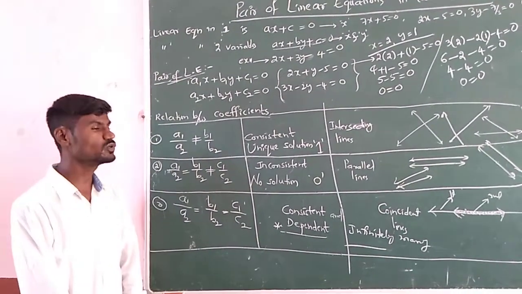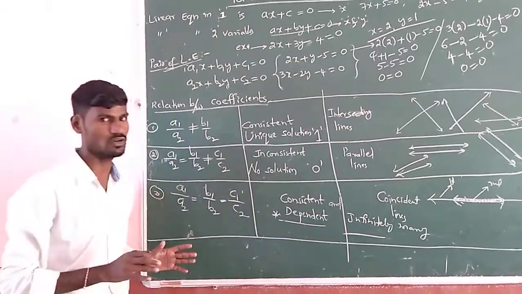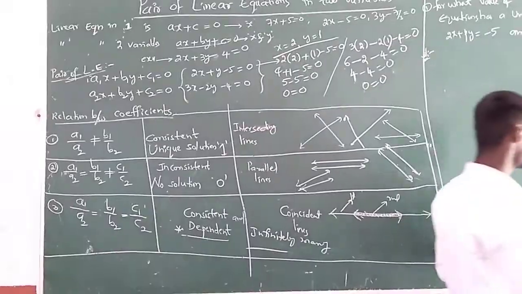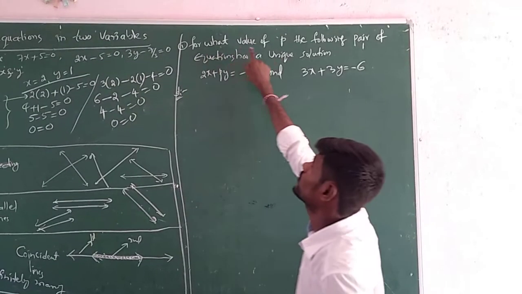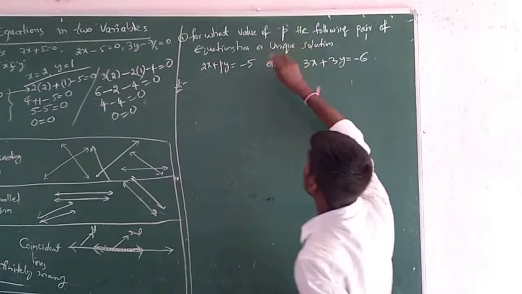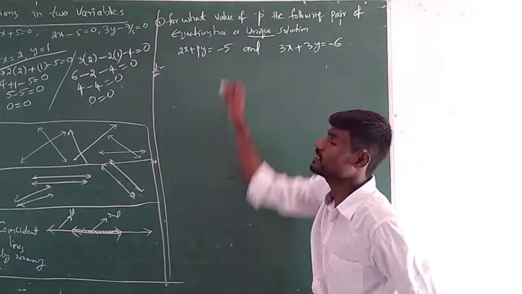Now let us do some problems. How the problem will be asked is based only on this table. Let us enter into that topic. Let us consider one problem here. For what value of p, where p is a variable here, does the following pair of equations have a unique solution?